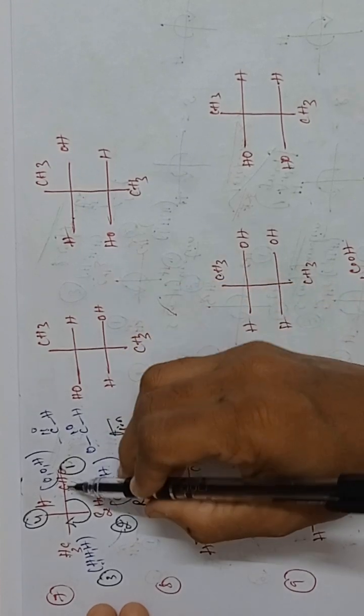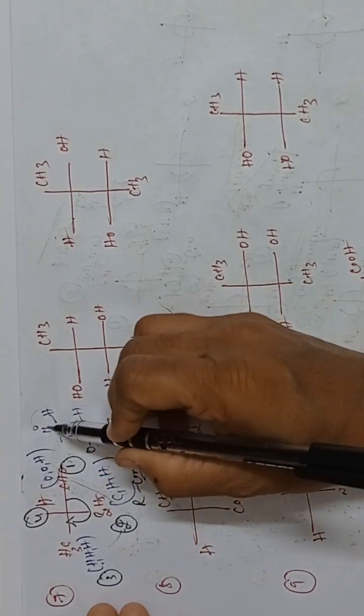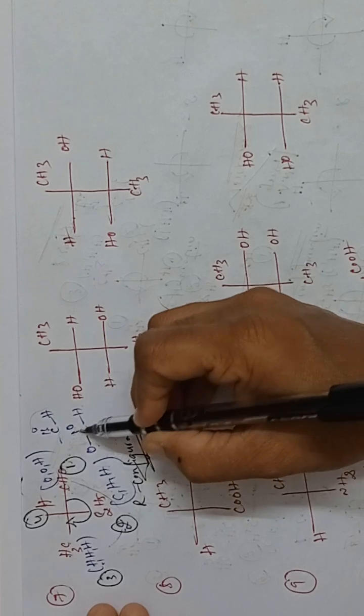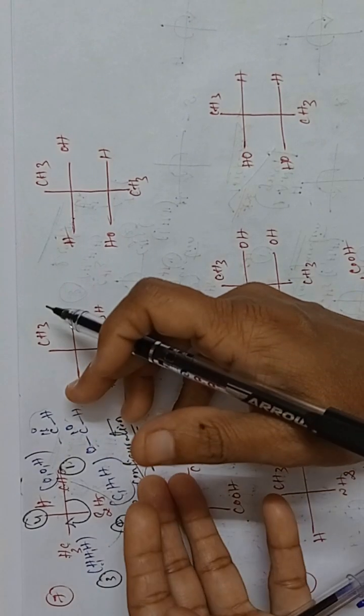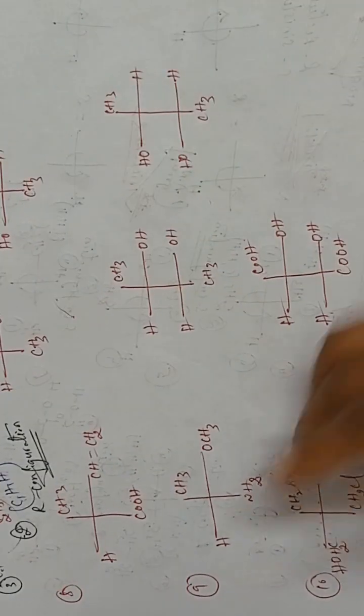Clear? Understood, students? This is CHO, double bond O. We have to write it as single bond O, single bond O. Understanding? That means we should write 2 oxygens. Okay. Now see this example.